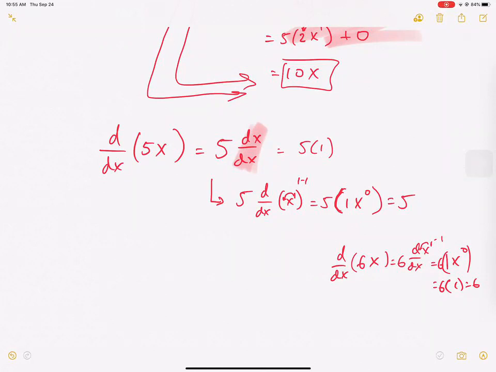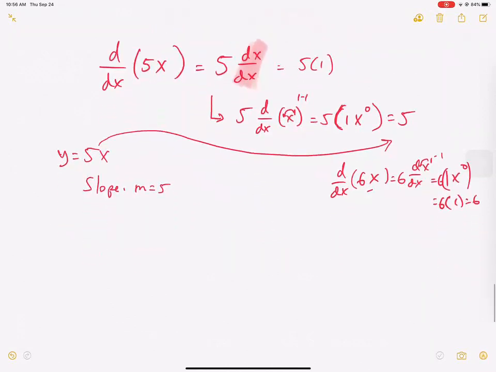Now, I want to show you the dumb way of doing this. If I wrote y is equal to 5x, what's the slope of this graph? 5. That's your answer. Okay, that's a classical algebra 1 idea because a derivative is just a change. It's just a slope. So what is the slope of 5x? It's just 5. So what's the slope of 6x? That's just 6. So the rule is, here's the fast way. If I take the derivative of a constant with an x, that's just the constant, because that's the slope.